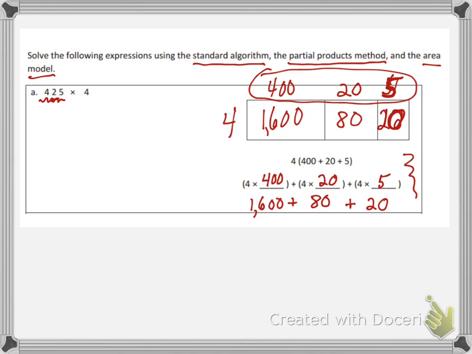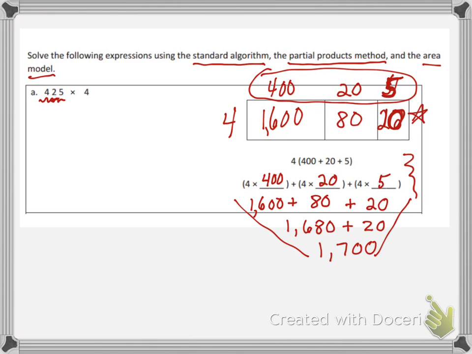And then we would continue this by adding all this up. So 1,600 plus 80, 1,680, and then we have plus 20. And then now we do it again, so 1,700. Look at that nice little funnel I just made. This is the distributive property, and over here is the area model.